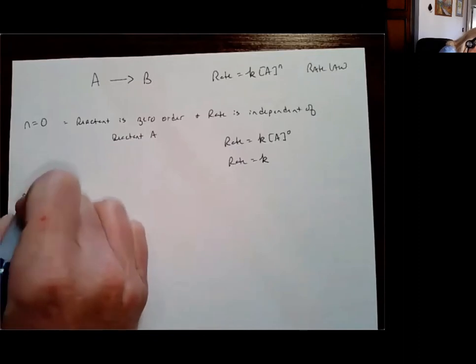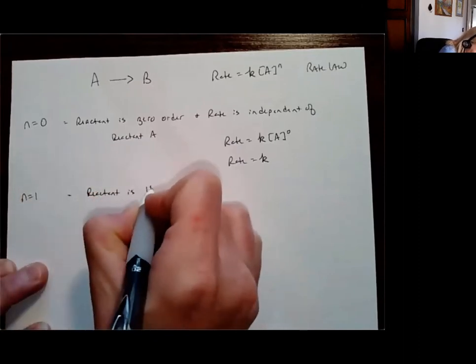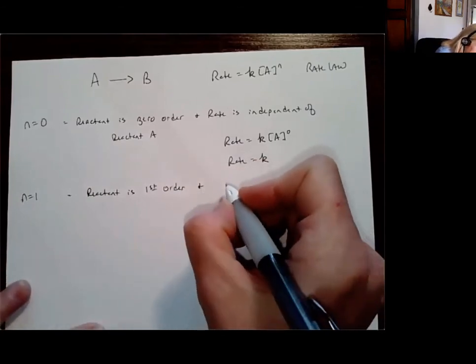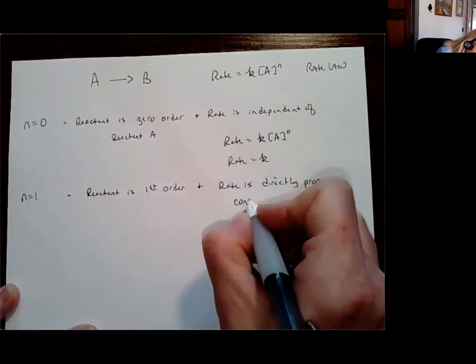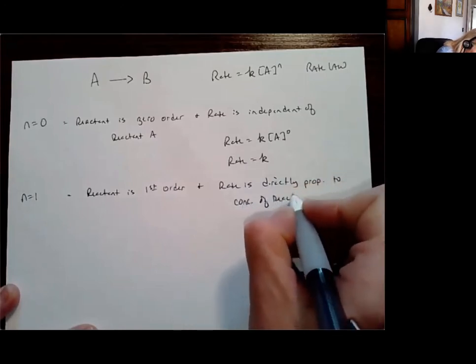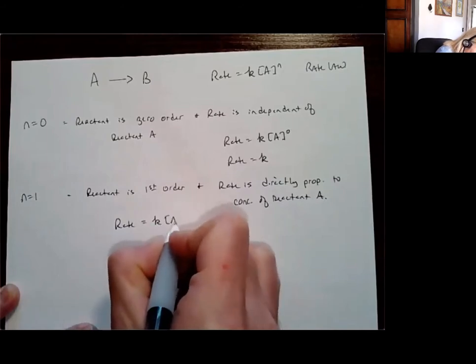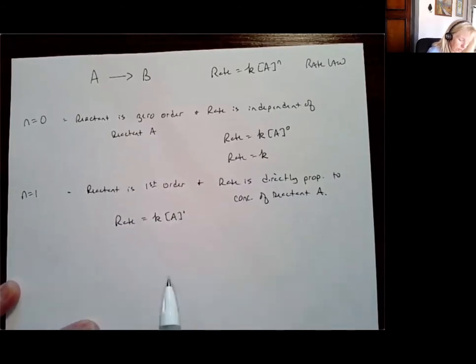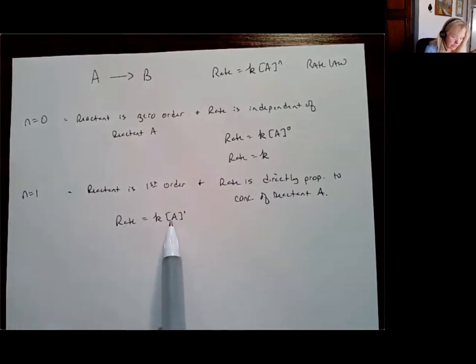When n equals 1, this is my reactant is first order. And then my rate is directly proportional to my concentration of reactant A. So then my rate law would look like this, k A to the first power. So if I start with 1 molar concentration, I'm going to have a particular rate. If I start with 2 molar concentration, then my rate's going to be double. So these are going to be directly related if this is first order.